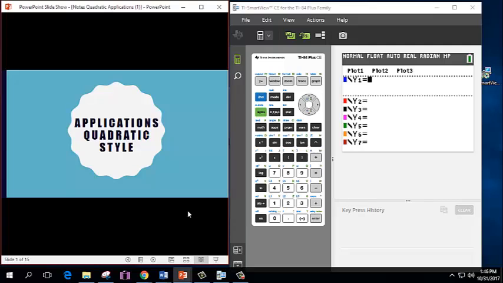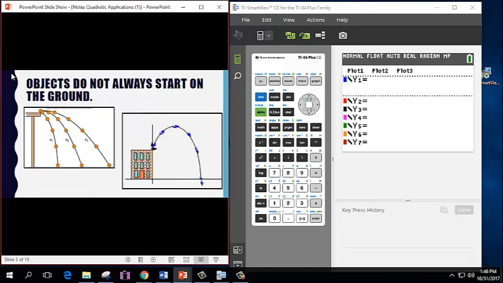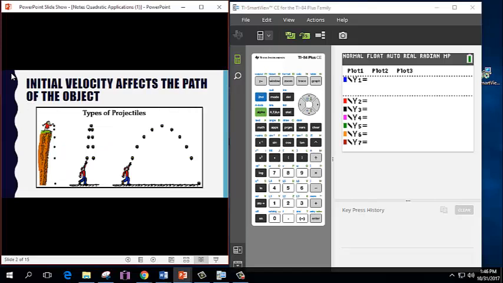This is Applications, Quadratic style. We're going to jump right into a few things that can happen in the problems that you are going to get. First and foremost, initial velocity affects the path of an object.